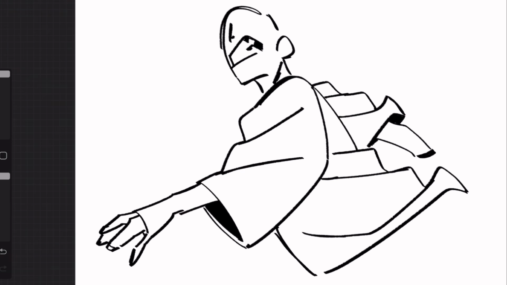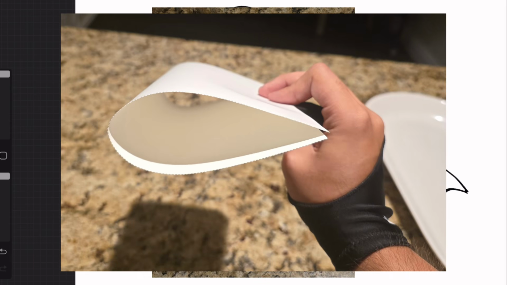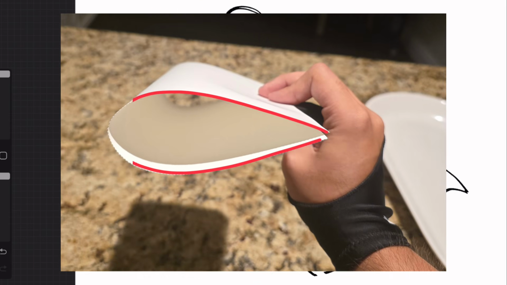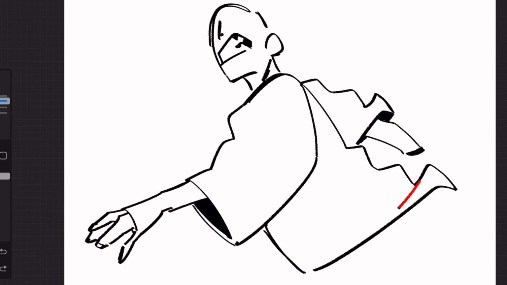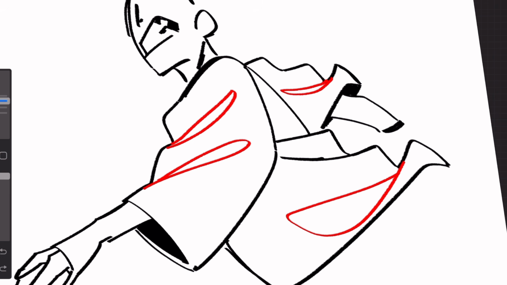With this example, I want you to take a look at this piece of paper. Now, when I fold this piece of paper, notice the outline of that fold creates a C-curve. This exact same thing happens with clothing folds. So in this drawing, instead of drawing just a line from the corners of those stairs, I'm going to draw an enclosed C-curve just like with the paper.